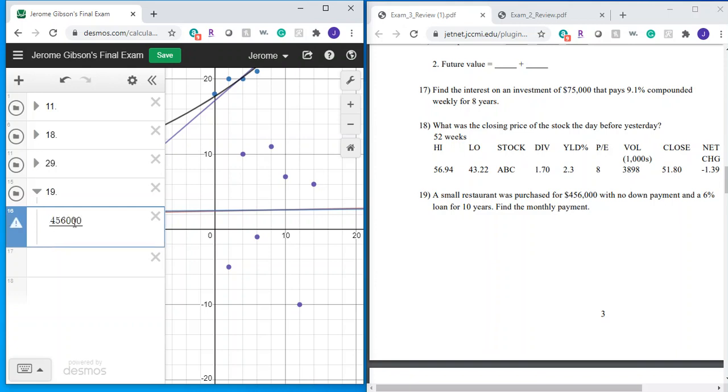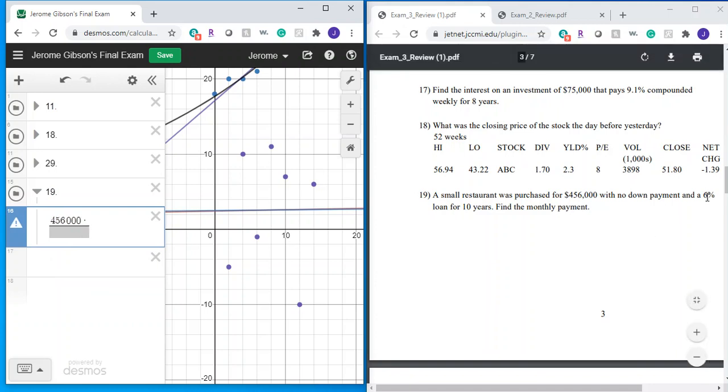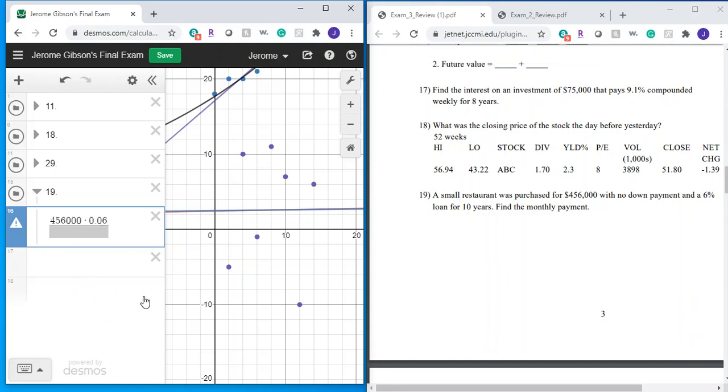And then we're going to do division because we know it's a fraction. 456,000 times the interest rate, which is 6%, which is 0.06. And we know that's divided by 12. That takes care of the numerator. Now the denominator, we will have 1 minus the parenthesis. It'll be 1 plus the rate, which is 0.06 divided by 12. Then we will close that parenthesis.